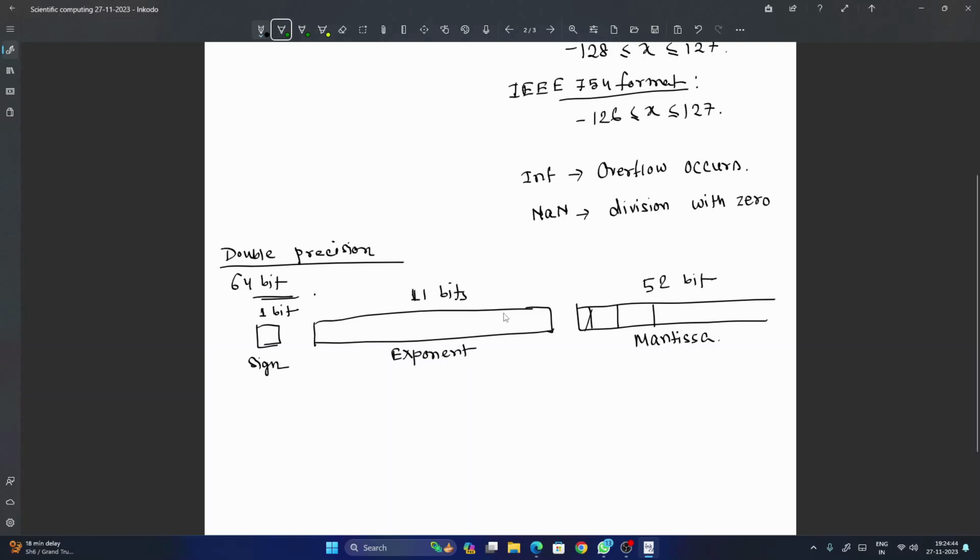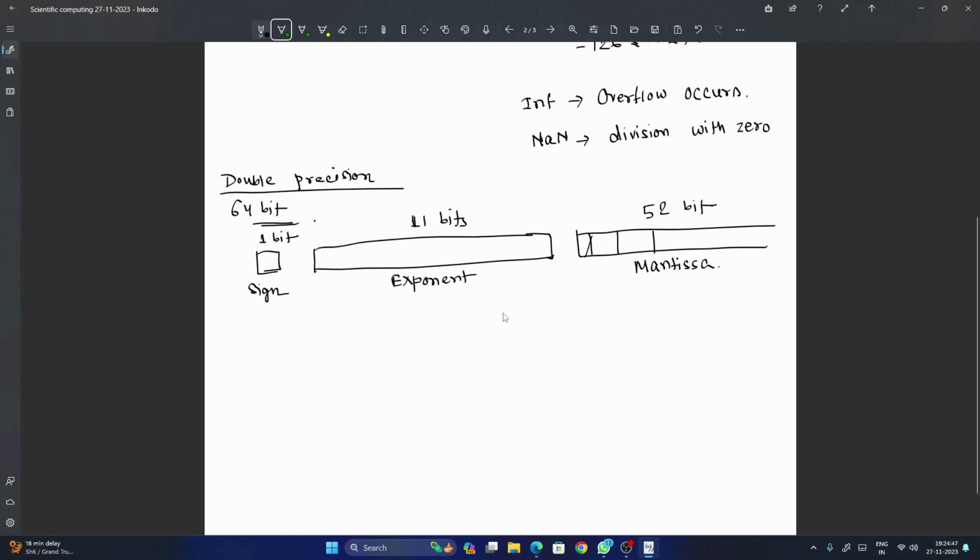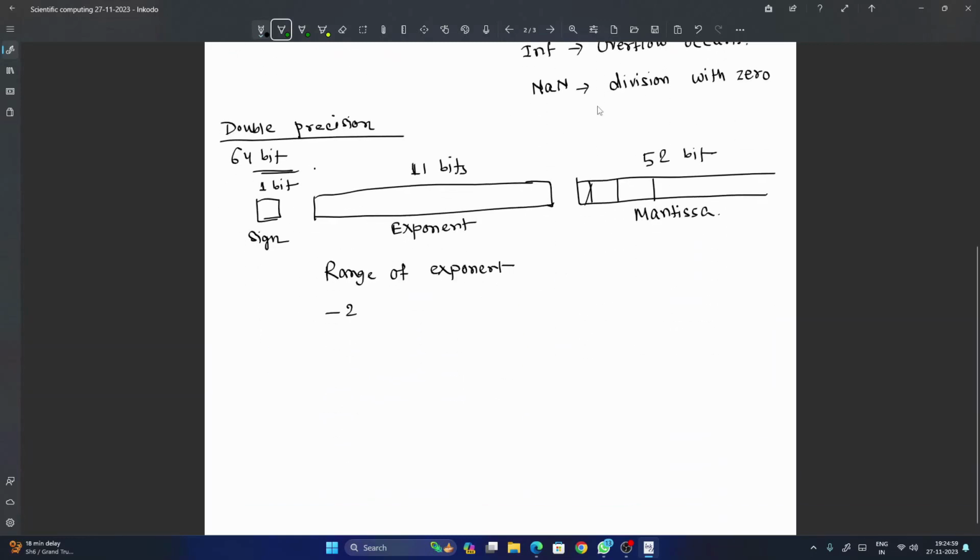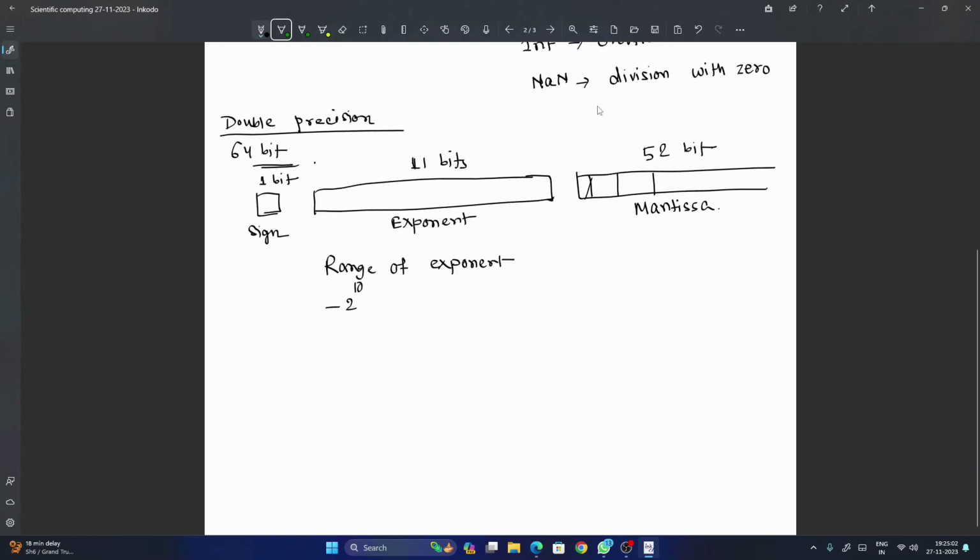And here the range of the exponent is minus 2 to the power 10, since you have 11 bits, less than or equal to x, and here you get 2 to the power 10 minus 1. So what is 2 to the power 10 here? It is 1024, I think. So that means minus 1024 less than or equal to x and less than or equal to 1023.